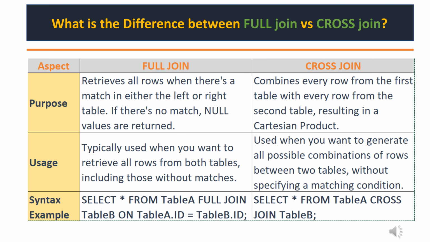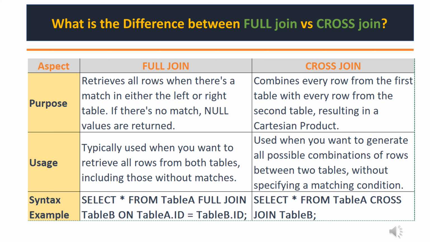And in cross join, it combines every row from the first table with every row from the second table. And full join is typically used when you want to retrieve all the rows from both the tables, including those without matches. So also we have seen that null records are coming in case of full join. That is because it includes those without matches, so that record is coming without a match.